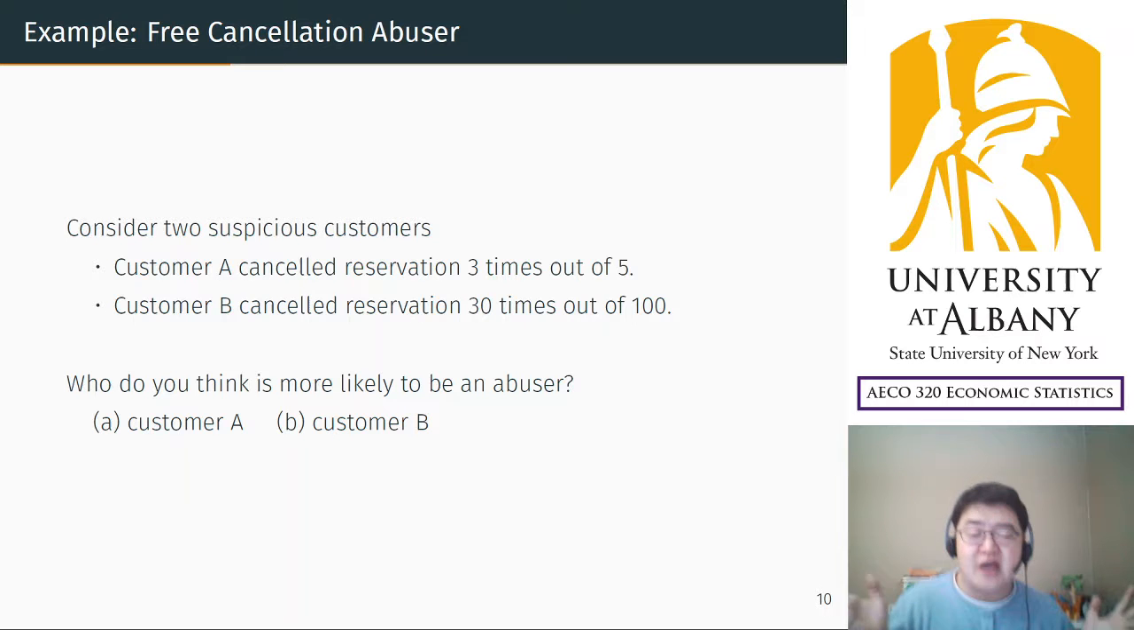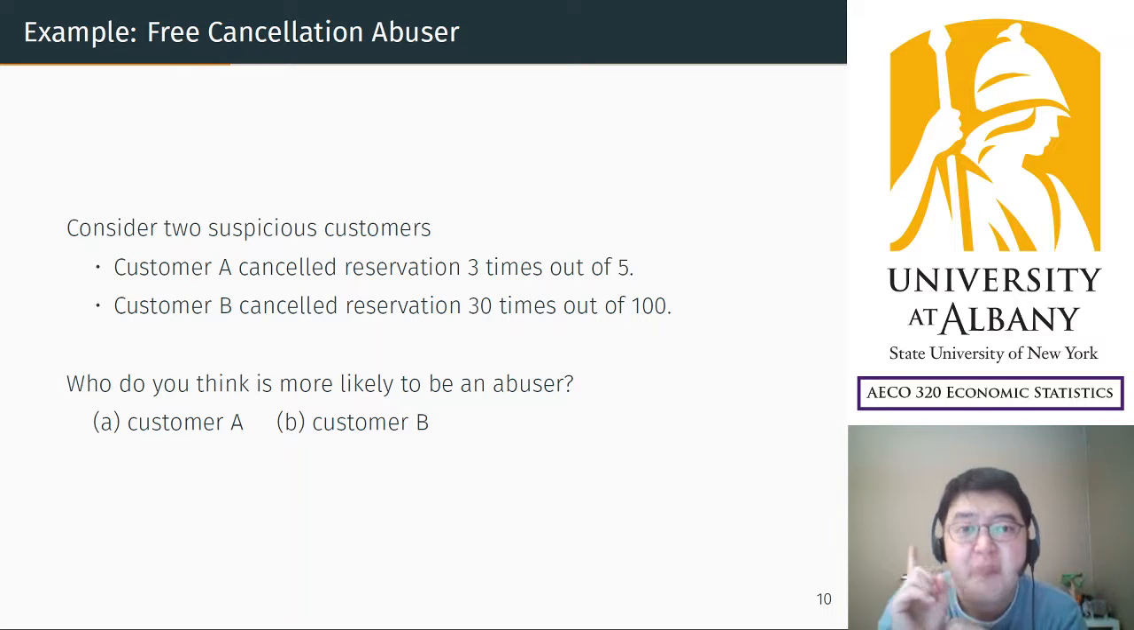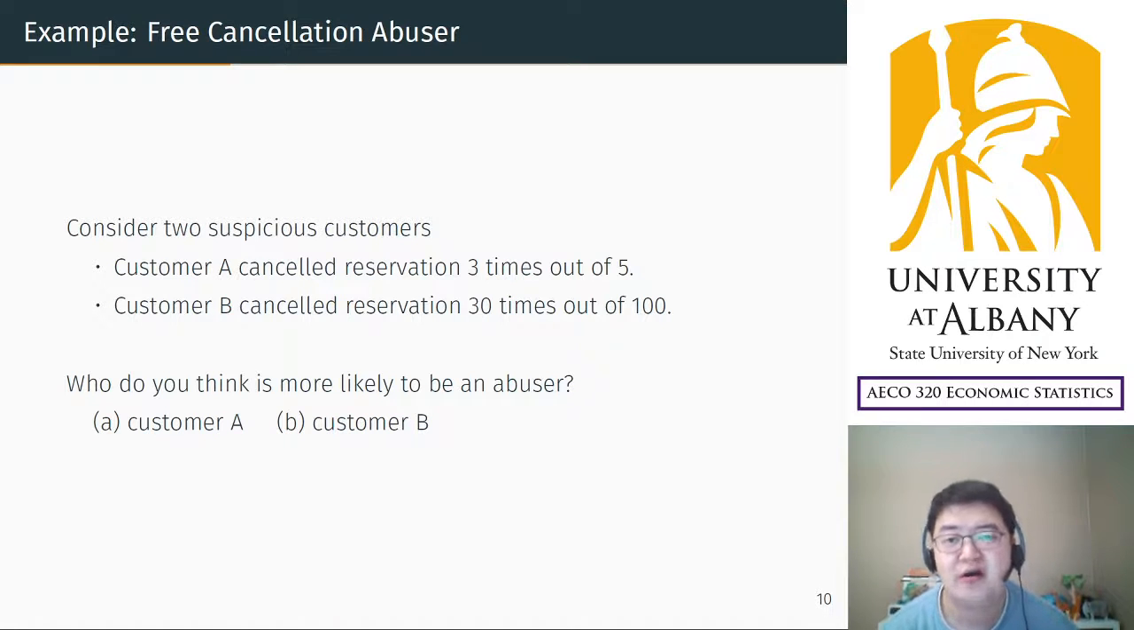So there is no correct answer here. Just think about this problem. Between A and B, if you have to ban one of them, then who would you ban from your reservation system? Just think about this. You don't need any algebra.